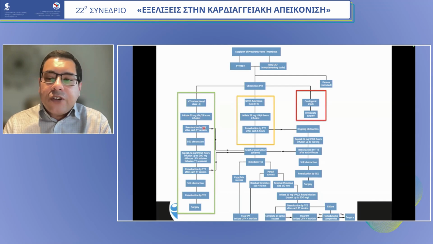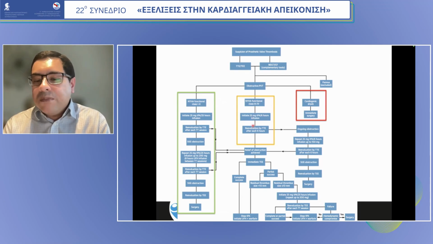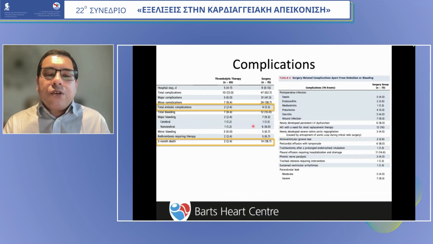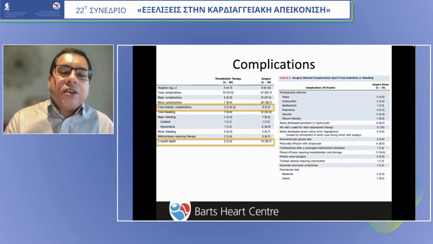You reassess the gradient with transthoracic echo. If there was success, that's all good. If there was still obstruction, you repeat the TPA over 24 hours and then reevaluate by transthoracic. And if you had a reduction in gradient, you do a TOE to check the thrombus has resolved. And you can do that up to 3 times. And if you're NYHA functional class 3 to 4, they gave it over 6 hours and then reevaluated up to 3 times. And when they looked at the outcomes of this, it was quite remarkable, actually.